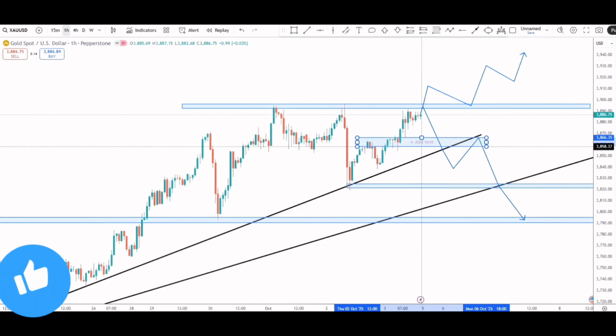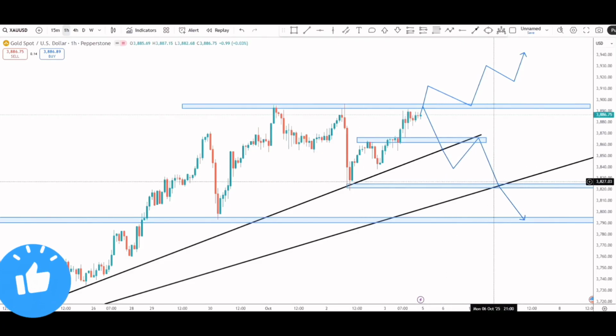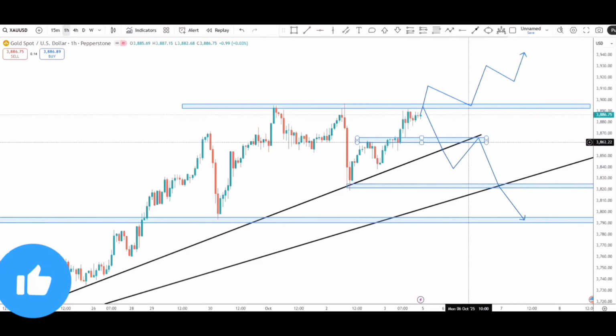So we can see whether or not we need to wait for price to come back down, potentially sell from there or buy from there, or price breaks this trend line again down to the next low and see whether we can potentially buy from there.